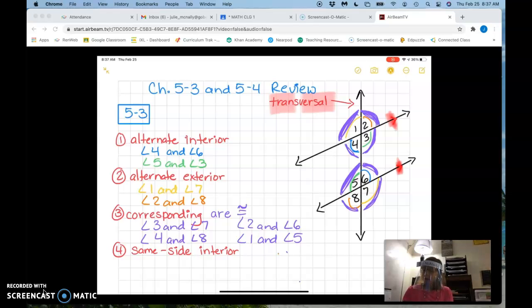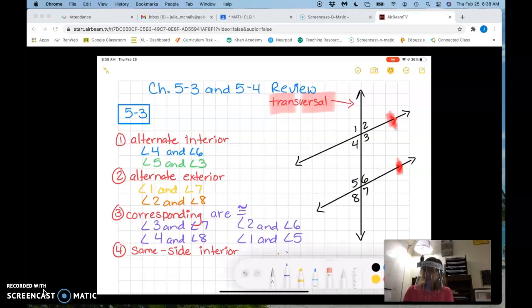Okay, so now let's do same side interior. So I'm going to erase a bunch of my lines because it's getting too crazy here. Yeah, 9s and 8s, I know. Okay, same side interiors would probably be 2 and 3 then.